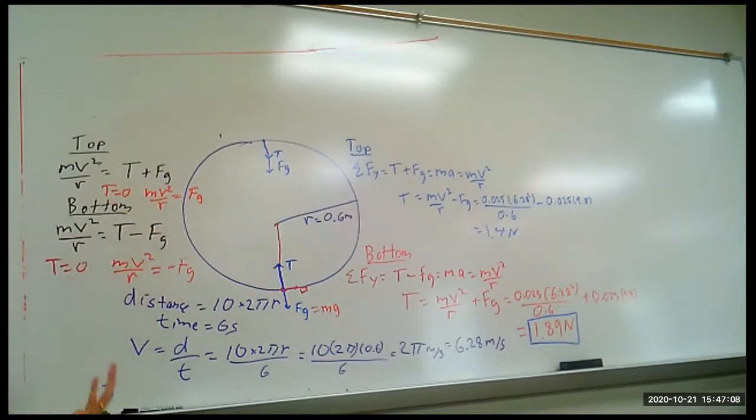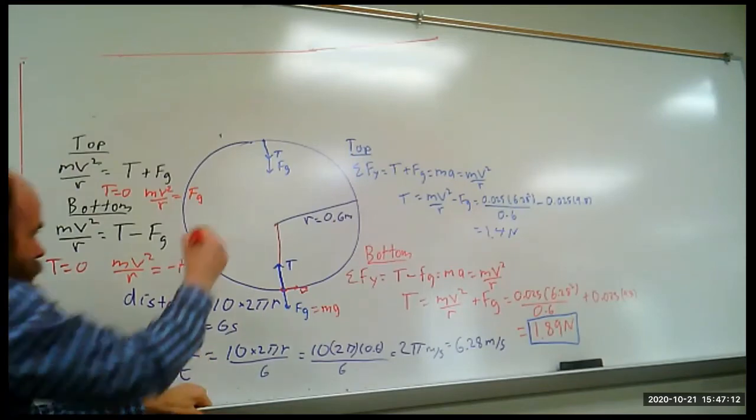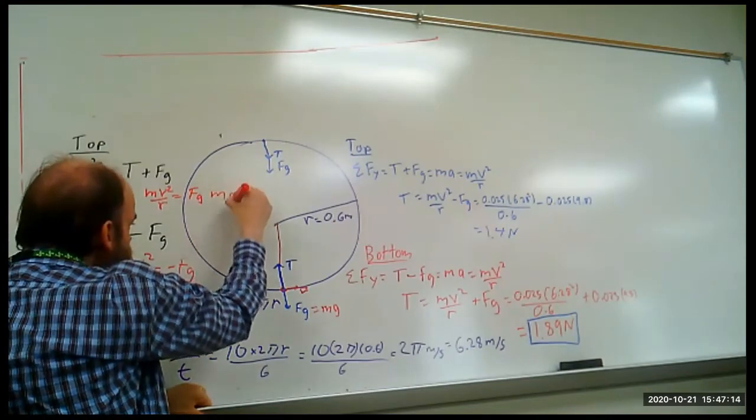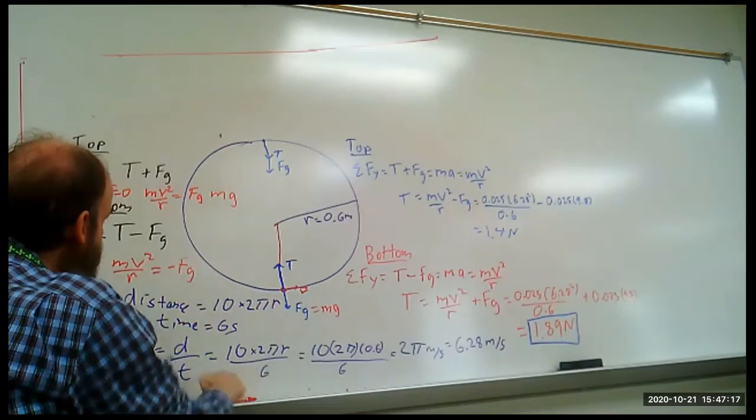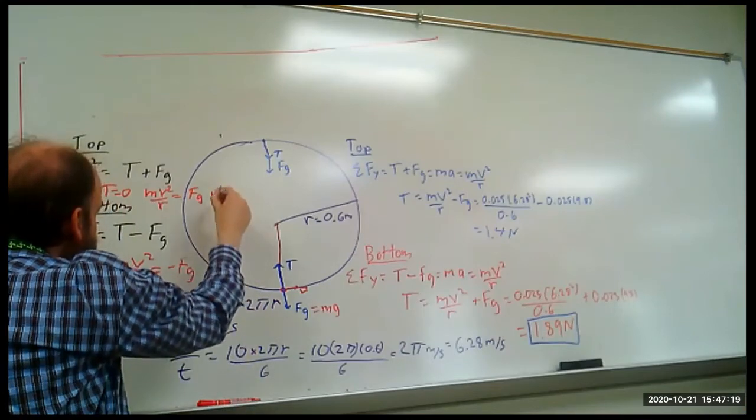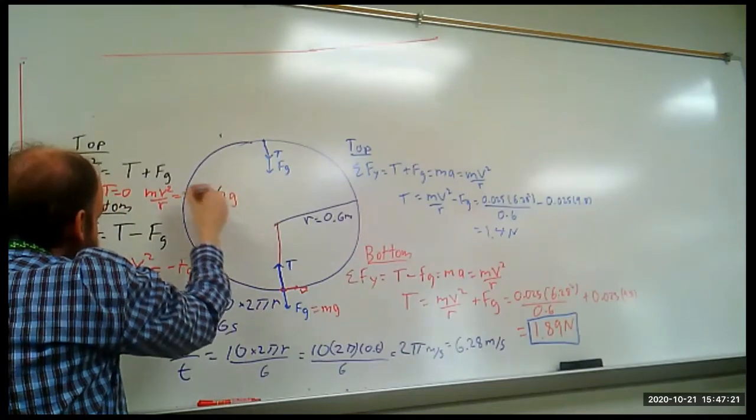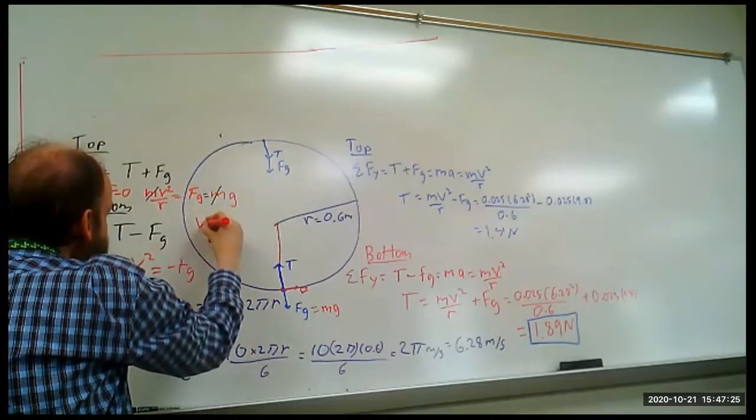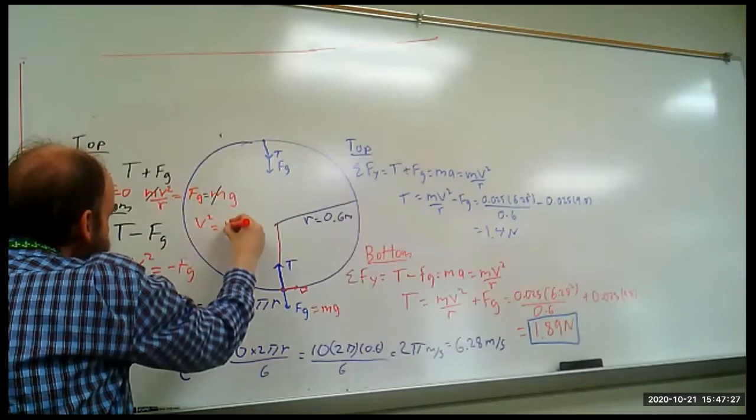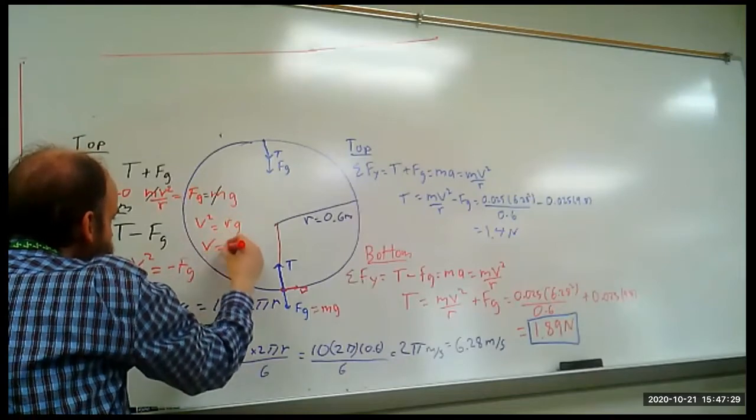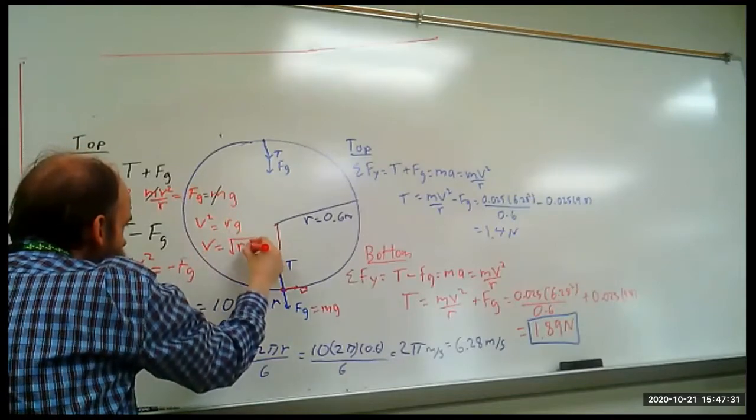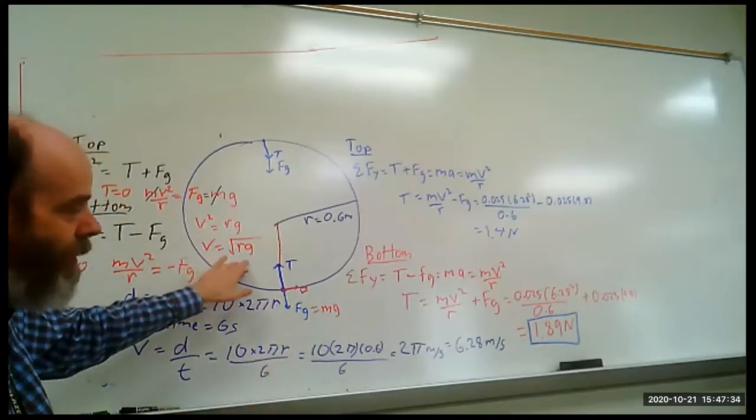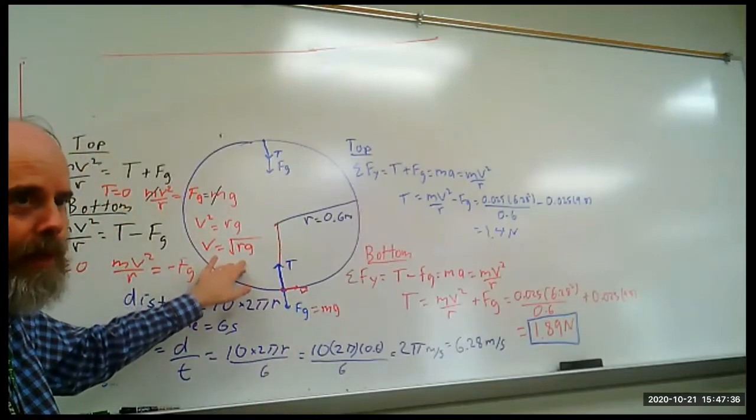So let's work out what it's going to be. Fg is just m times g, so this equals m times g. Now the m's cancel out. So we get v squared equals rg, or v equals square root of rg. So this is the minimum speed.